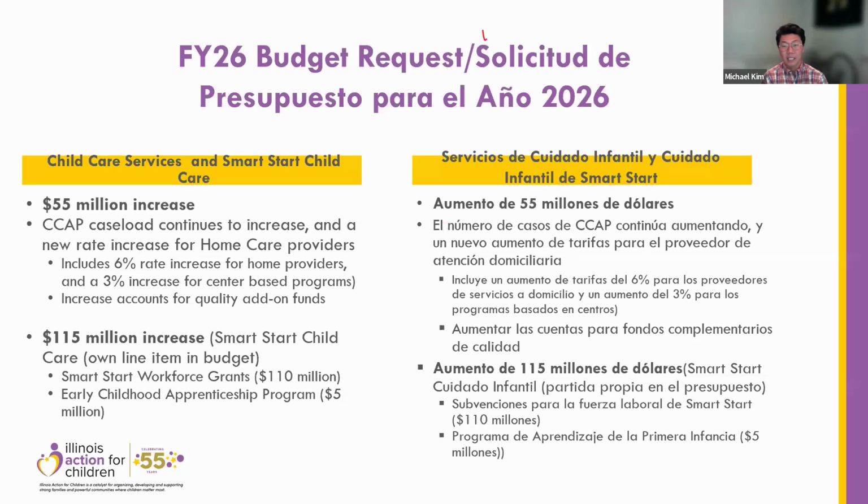And then they created a Smart Start Child Care line item, which encompasses the Smart Start Workforce, apprenticeship programs, the quality support grants, and some other aspects of it as well. So this year, there's two different line items. So I'll go over our ask for our child care service line item and then do the Smart Start Child Care.